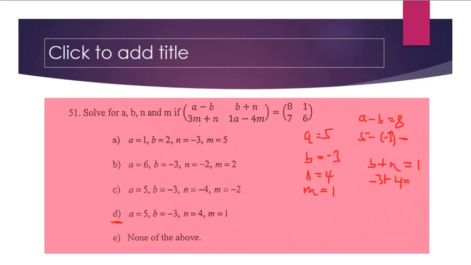And then let's check 3M plus N, which also has to be equal to 7. We have 3M, which is 1, and N, which is 4. When you do the computation, you notice that 3 times 1 plus 4 gives us 7. You could also check A minus 4M, which has to be equal to 6. Right, so let's proceed to the next question.